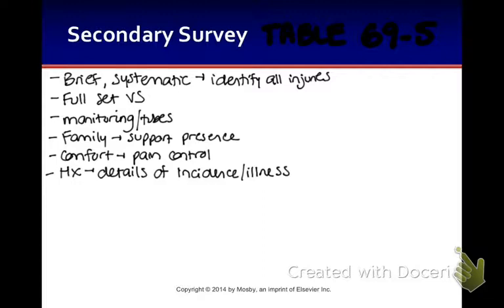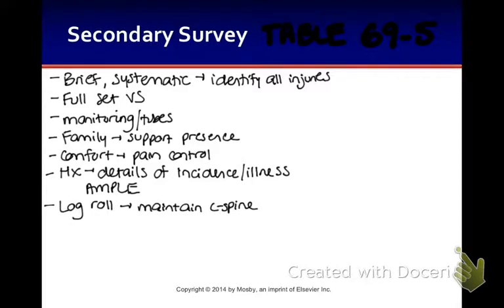If they were in a car accident and they got hit in the chest, how did they get hit in the chest? Was it from the seatbelt? Did they hit the steering wheel? Did they get ejected from the car? All that's going to determine how we go forth and treat this patient and help us guide our care to know which diagnostic tests we need.